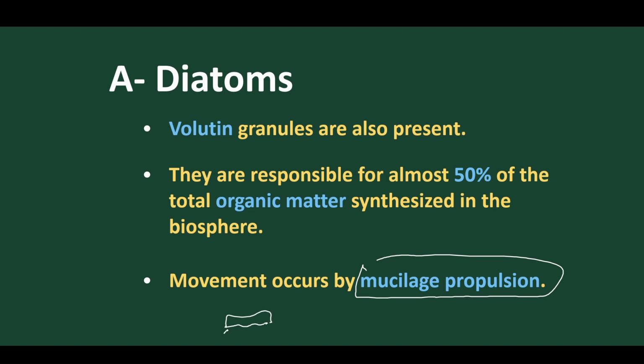And the movement is by mucilaginous propulsion, meaning the body moves. They have certain mucus present, and through this mucus they move slowly with the help of body contraction and relaxation. They move on the mucus, and this movement of mucus is called mucilaginous propulsion. The movement is by mucilaginous propulsion.